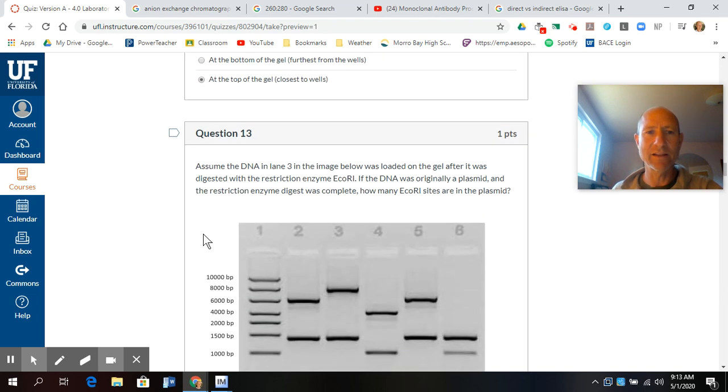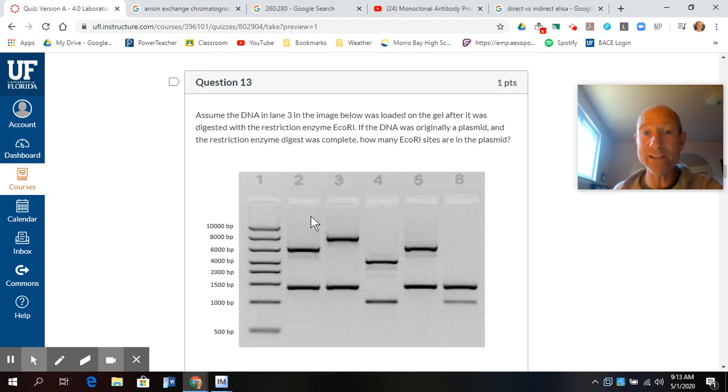Yeah. Question 13. Assume the DNA in lane 3. They want to see if you know how to read a gel. So here's lane 3 right here. Assume the DNA in lane 3 was loaded after it was digested with EcoR1. If the DNA was originally a plasmid, that means circular, and the restriction digest was complete, how many recognition sites were there on the plasmid for EcoR1?